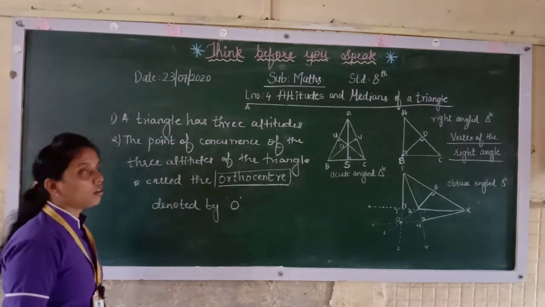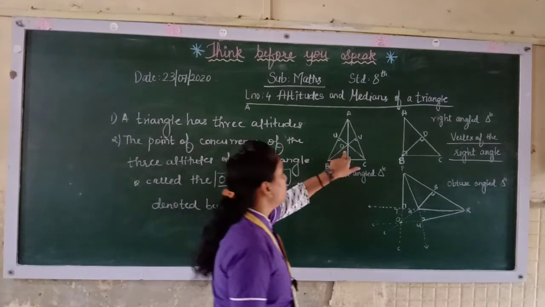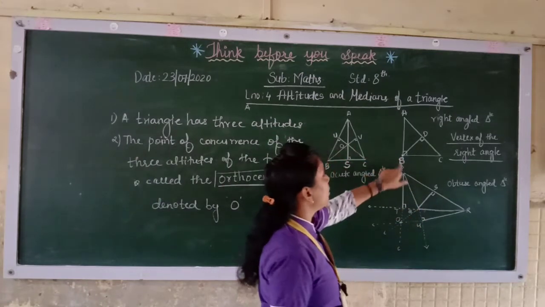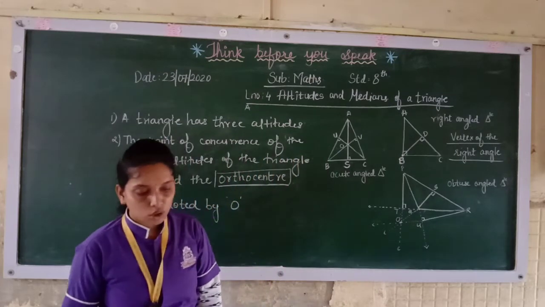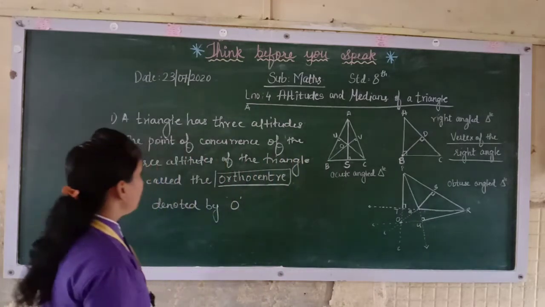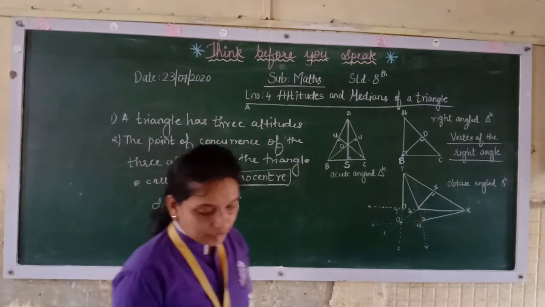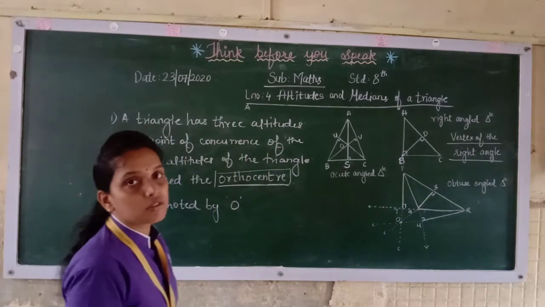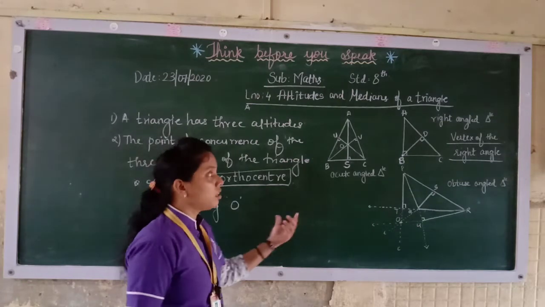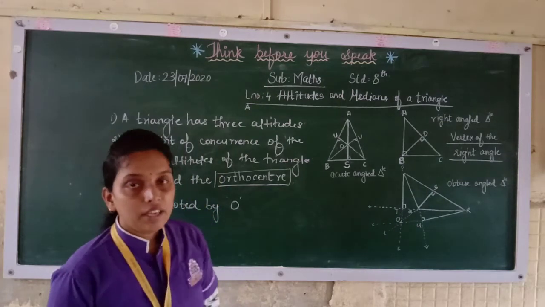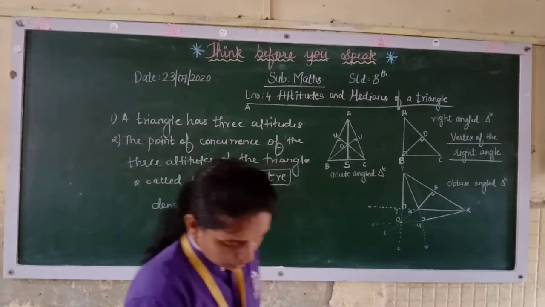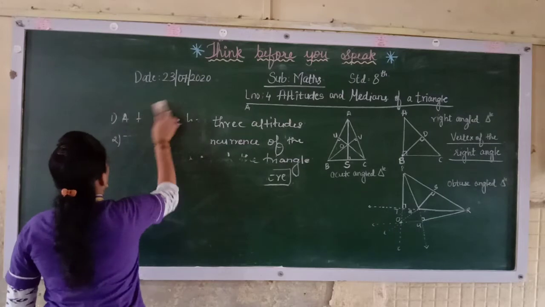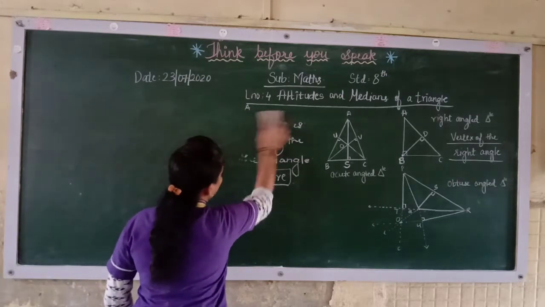Further, the point of concurrence of the altitudes, that I told, the point of meeting of the altitudes, is known as orthocenter. And what is the definition for the altitudes? The perpendicular segment drawn from the vertex of the triangle on its opposite side is known as the altitude. Now further we will see the median part.